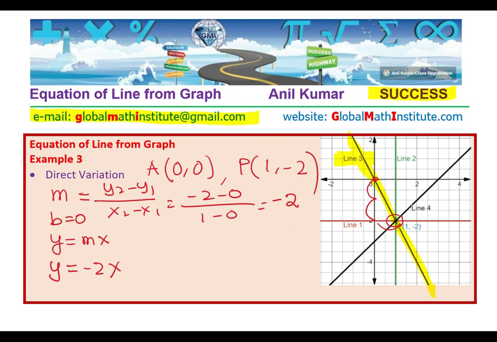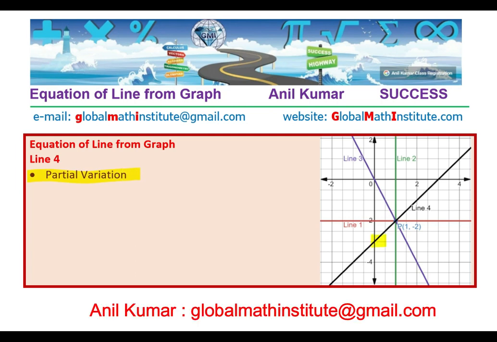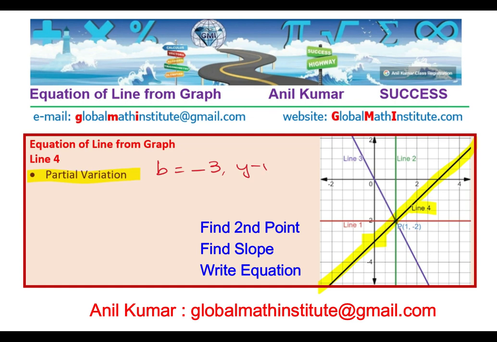Well, here is the last question. We're talking about partial variation. Partial variation means that the line is not going through the origin. You see this line, which is line number 4 for us. It is passing through a point on the y axis at -3. So here, the value of b is equal to -3. That is the y-intercept, right?